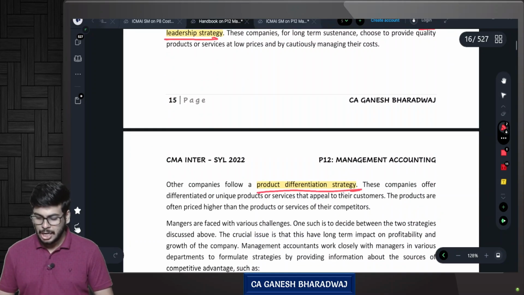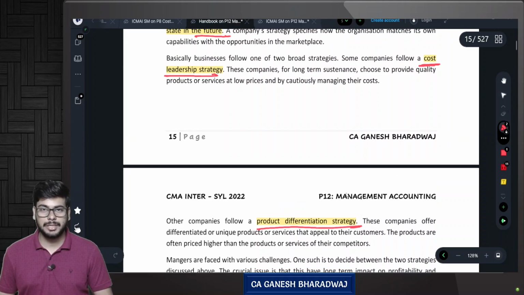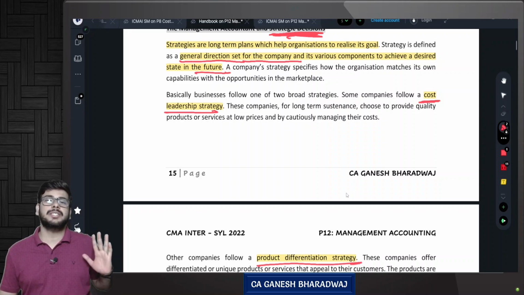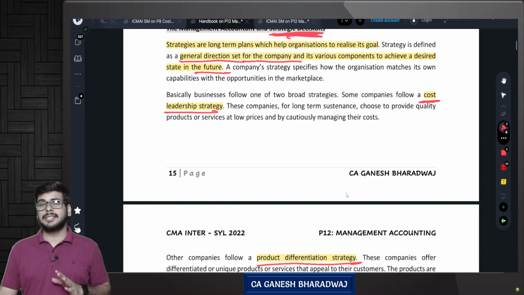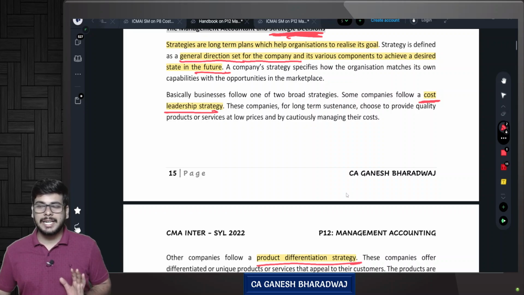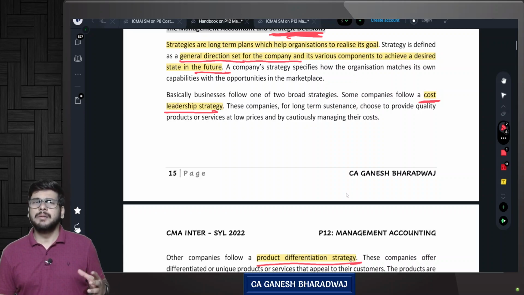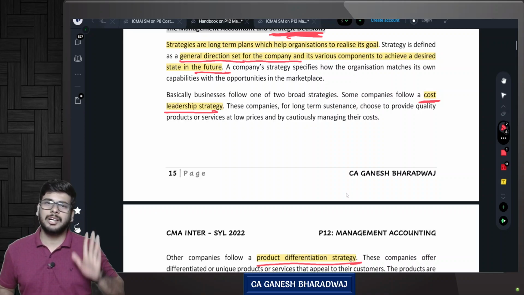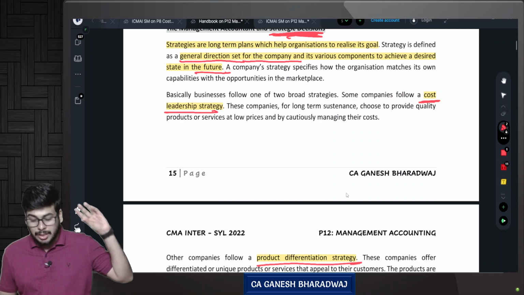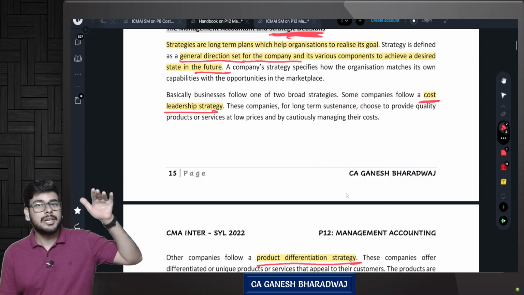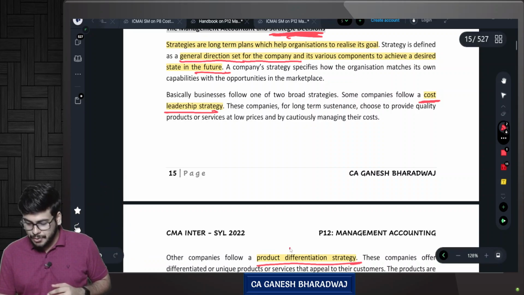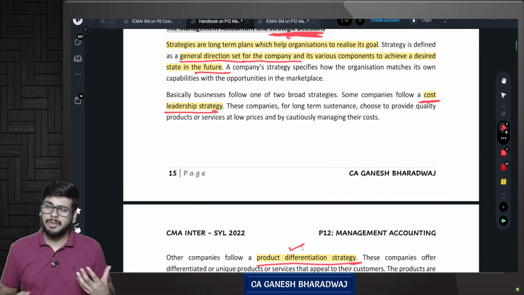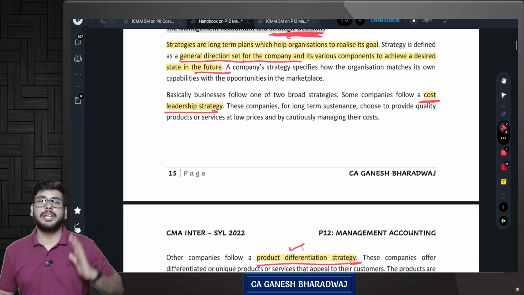What do you mean by that? Cost leadership strategy means capturing the market by reducing your prices. A typical example is Tata Nano. They wanted to capture the market by giving a very economical car, a very cheap car, a 1 lakh rupee car. So Tata opted for a cost leadership strategy. Some companies have become really successful by following it.